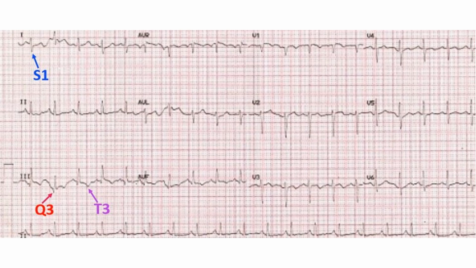S1Q3T3 pattern is the classical ECG pattern of acute pulmonary embolism, which is often taught in ECG classes, though it is not the commonest ECG finding in pulmonary embolism. S1Q3T3 pattern means the presence of S wave in lead 1, indicating a rightward shift of QRS axis, with Q wave and T inversion in lead 3. The same pattern can also occur in other cases of acute cor pulmonale.